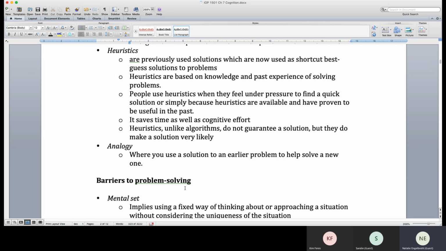And you don't want a likely solution. You want the best solution to the problem to get a permanent fix. But with heuristics, you think, oh, I had a similar problem in the past, and this is how I dealt with that problem in the past. So let me apply that same strategy now. Analogy, where you use a solution to an earlier problem to help solve a new one.